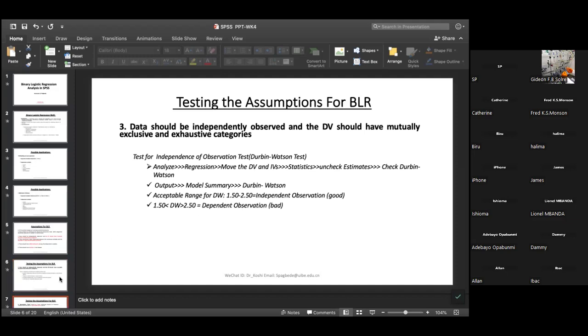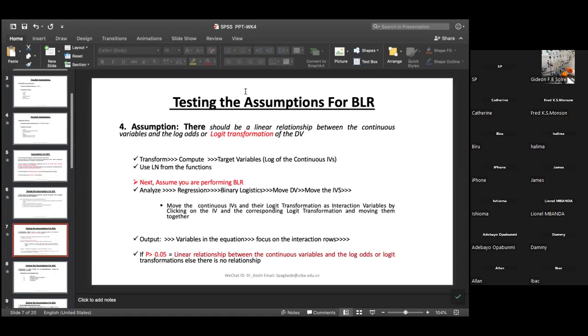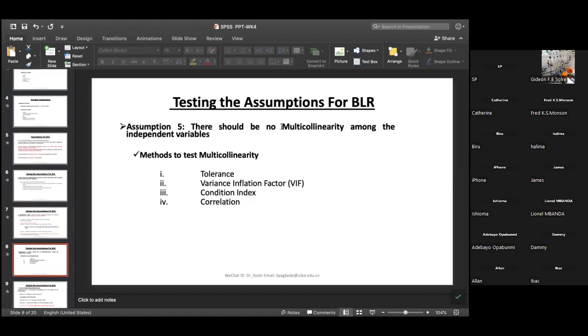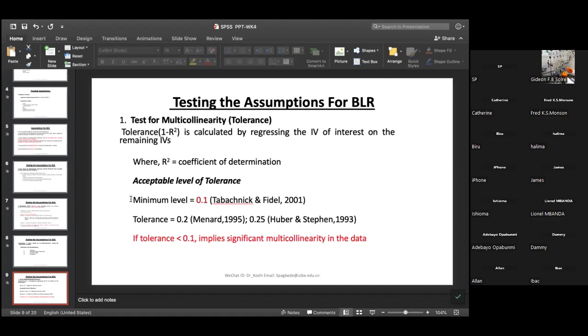And then after that, we also examined the fact that there should be a linear relationship between the continuous variables and the log odds or logit transformation of the DV. We did that also. It is very important. And then we tested multicollinearity using 4 various methods: the tolerance, the variance inflation factor, the condition index, and the popular one, which is looking at the bivariate correlation between a pairwise comparison of the various variables.